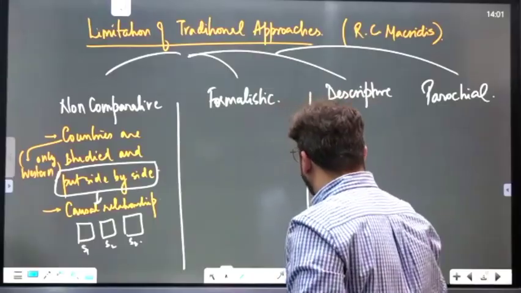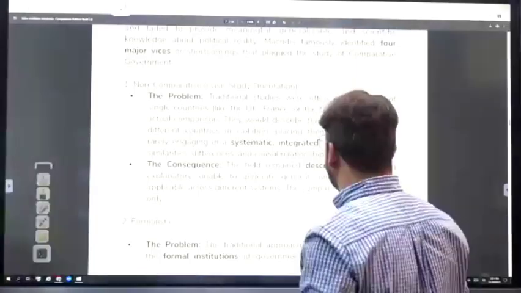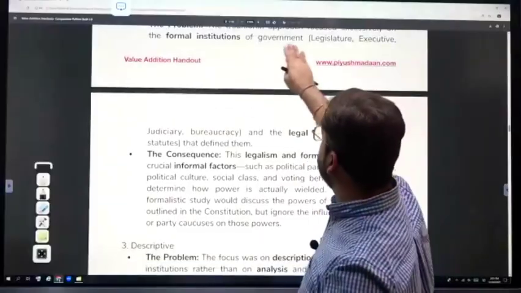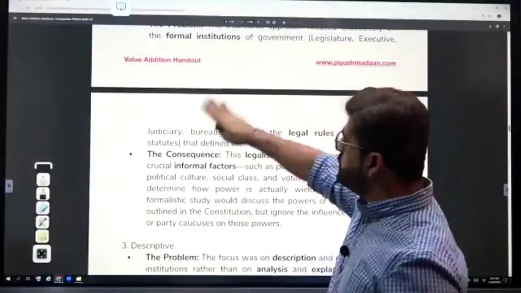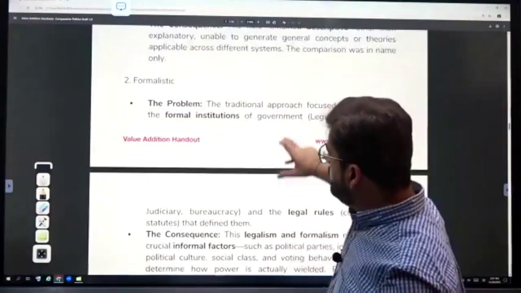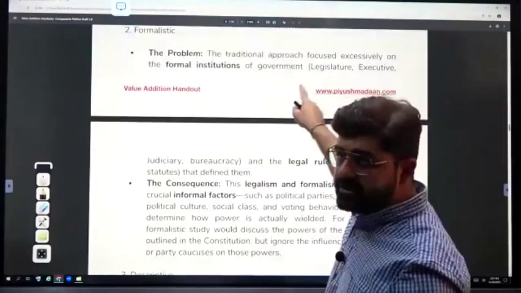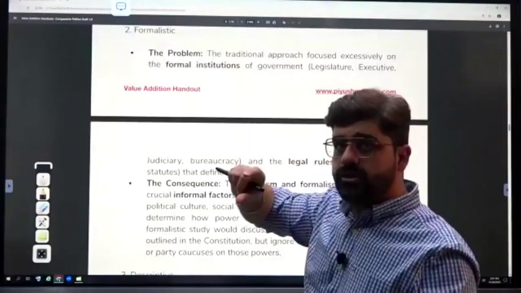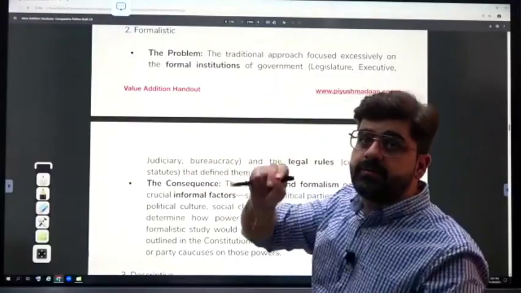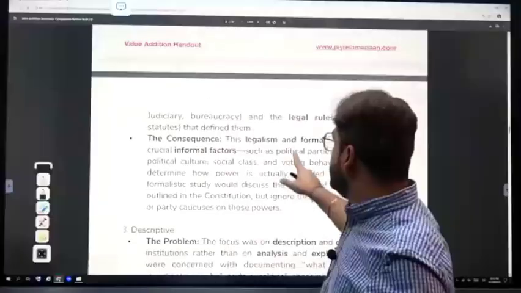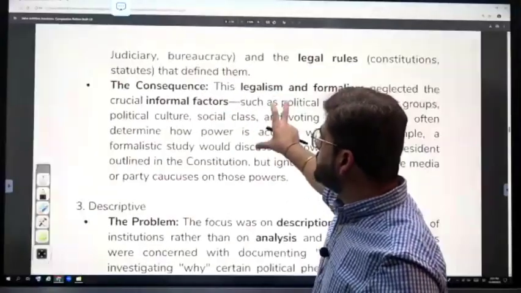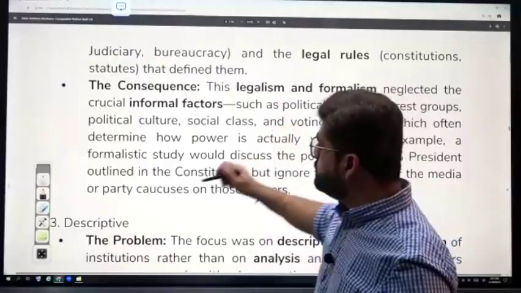He's saying they are formalistic. These approaches are studying the formal institutions of government: legislature, executive, judiciary, bureaucracy, and the legal rules. So with the legal rules and the study of these institutions, can I say it is the institutional and legal approaches? Both of these are excessively formalistic. The legalism and formalism neglected crucial informal factors. What are crucial informal factors?